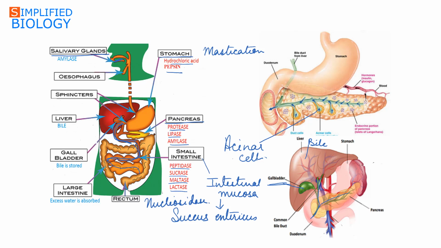The undigested substance that is left behind is passed into the large intestine, where absorption of water and minerals occurs. The undigested part is then passed to the rectum, where it is stored temporarily and is then released out through the anus as the feces.